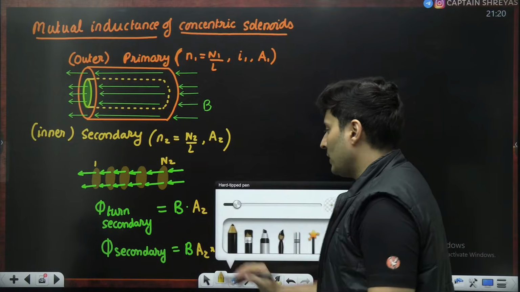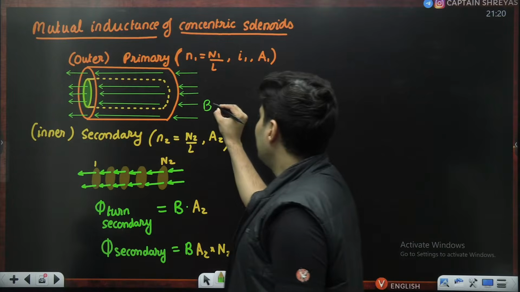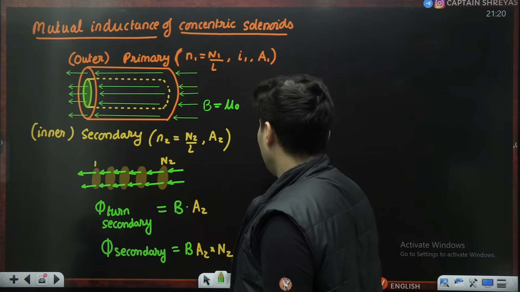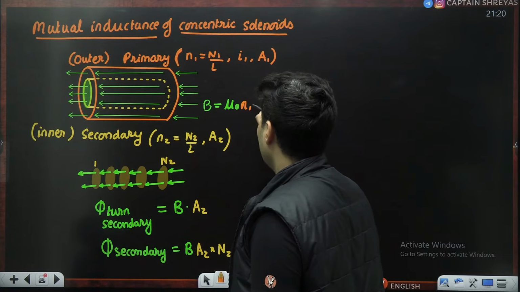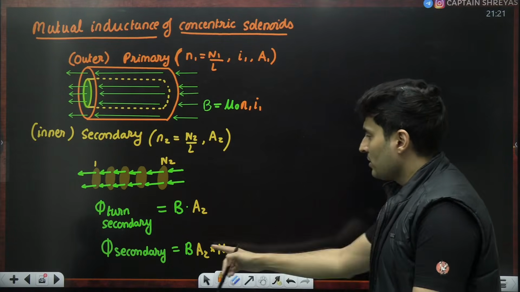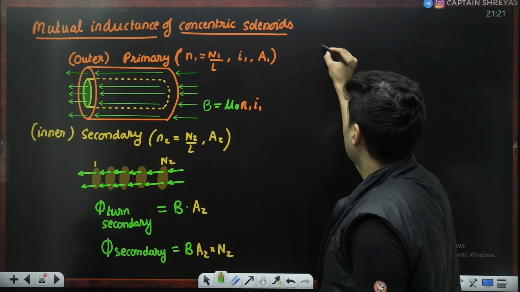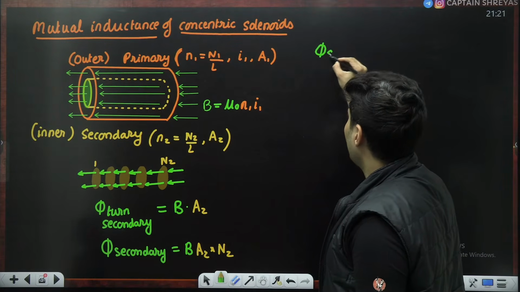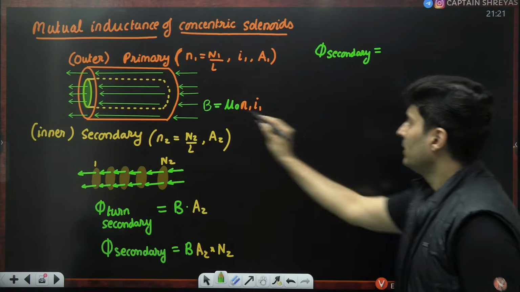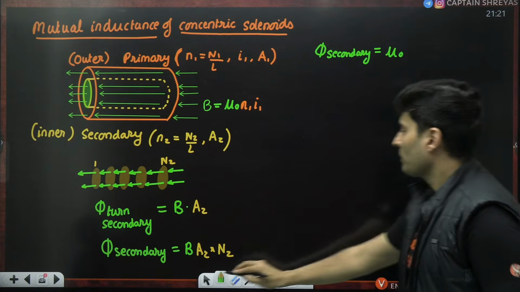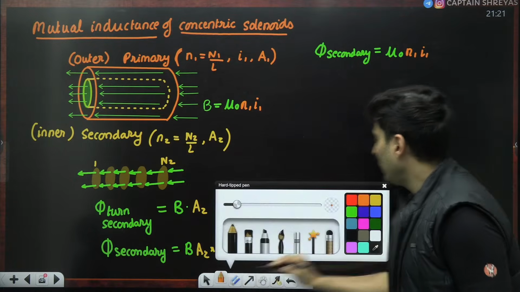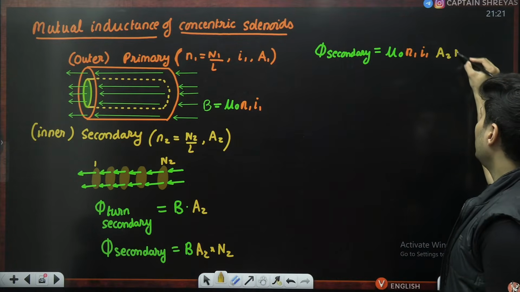Now let's substitute the value of B. What is the value of B? This magnetic field is produced due to the outer coil. So technically it should be mu naught N1 I1, mu naught n of the primary coil, the outer coil. So substitute it over here and let's see what you get. The total flux in my secondary coil will be magnetic field, which is mu naught N1 I1, and A2 N2 over here.